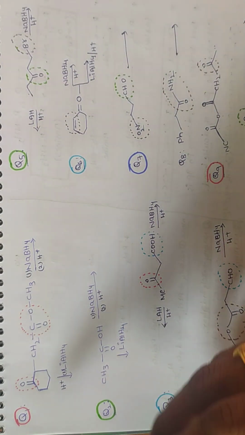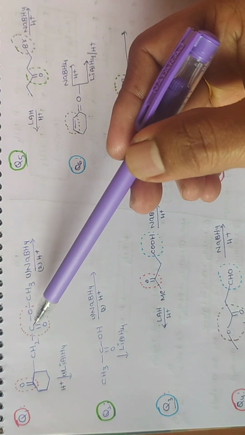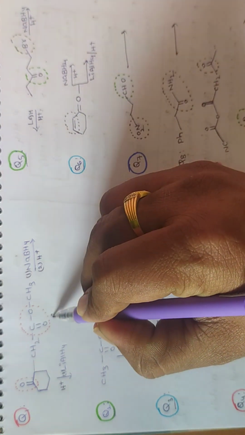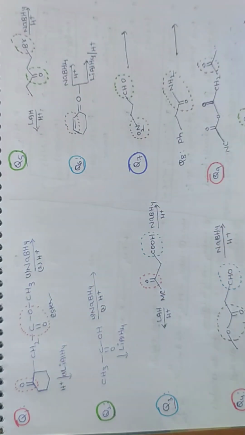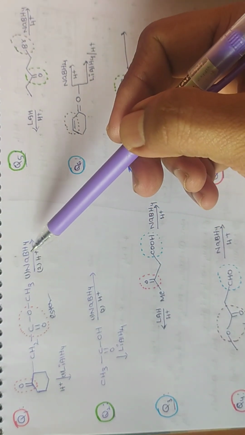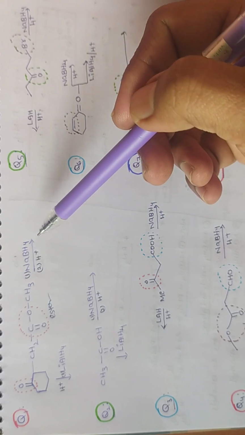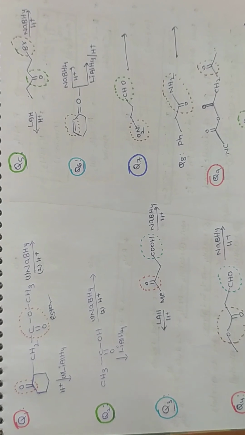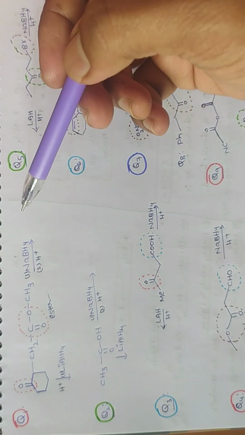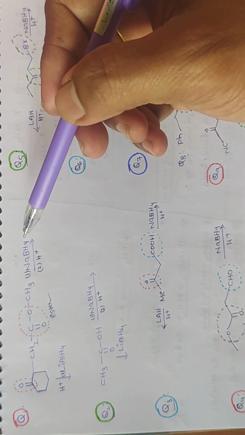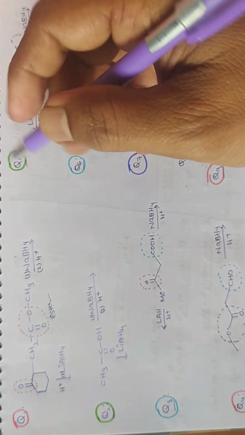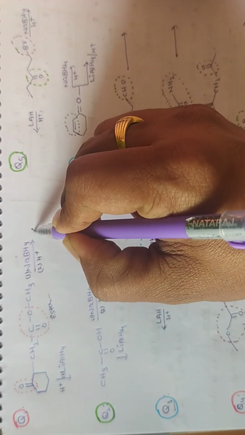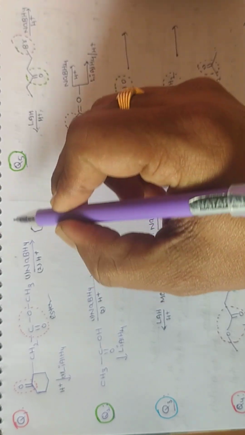Now in question number 1, here an ester functional group is there. Next, RCOR, this is a ketone functional group. Now this is reacting with first sodium borohydride followed by hydrolysis, and then what products are we going to get? Yesterday we discussed that sodium borohydride can reduce only aldehydes and ketones to alcohols, but it cannot reduce esters. So it can reduce only ketones and aldehydes.